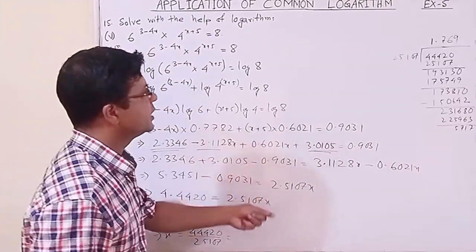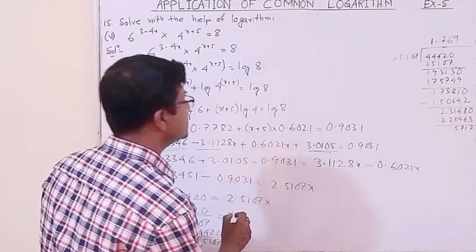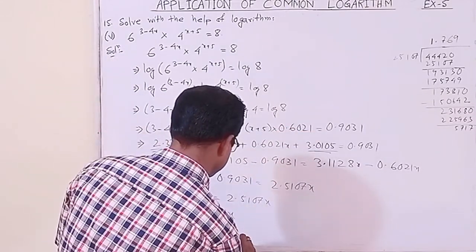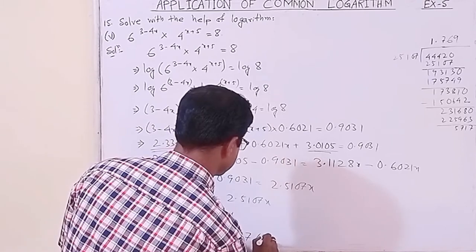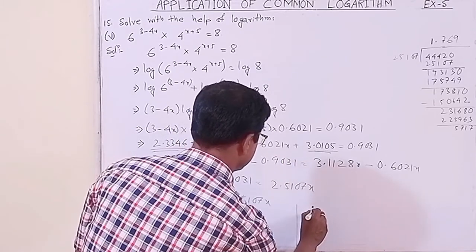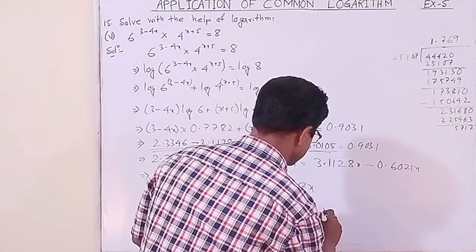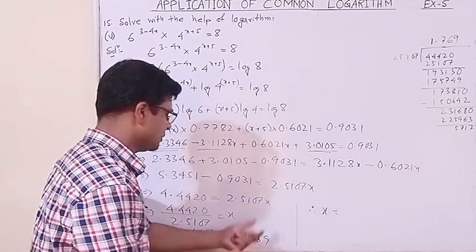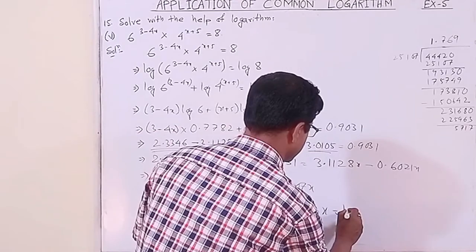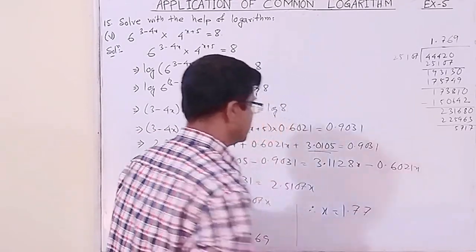Okay, dear student, you can see that we have divided there. It is 1.769, approximately how can you write? Our question was to find the value of x. So x can be written as 1.77. This is the answer.